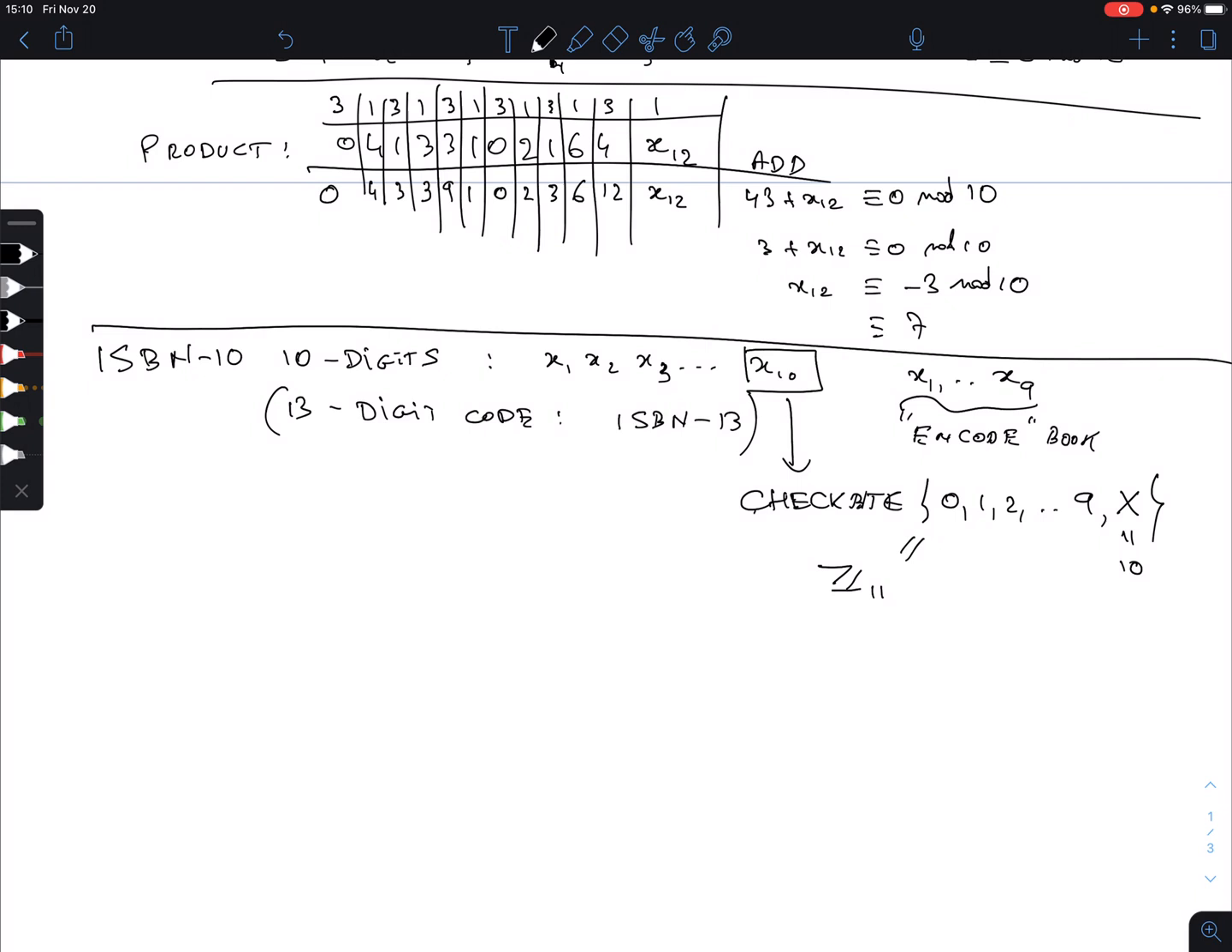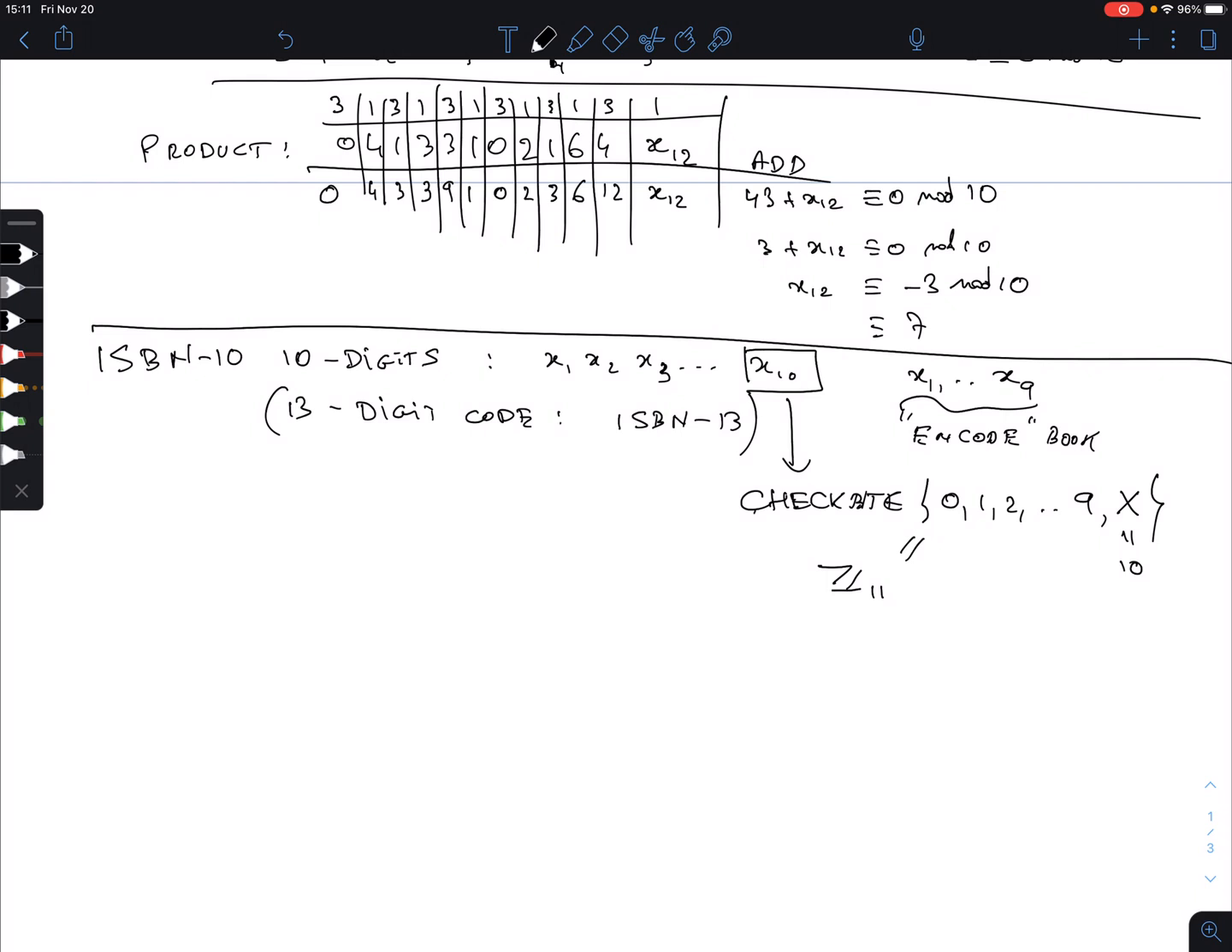If it's set 11, the remainders are 0, 1, 2, 3, up to 9, together with 10. And to not get confused between 1, 0, and 10, we're going to write the digit 10 as an X. So in principle, an ISBN 10 code of a book could be a combination of digits and X's. But we agree that we will never use X's in the actual code. So the actual code will only consist of real digits. It's only the check bit that might be an X.